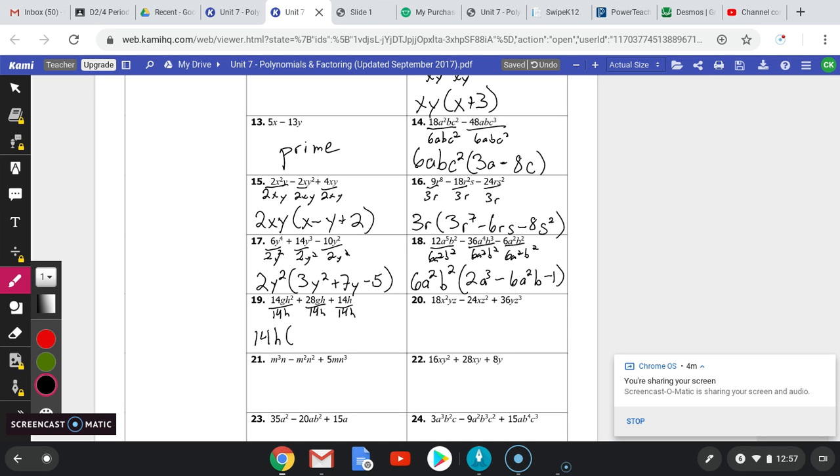14 divided by 14 is 1. There's a g. And h squared divided by h is h. Plus 28 divided by 14 is 2. There's a g, and the h's cancel. And then the whole last term cancels, so I'll put plus 1.